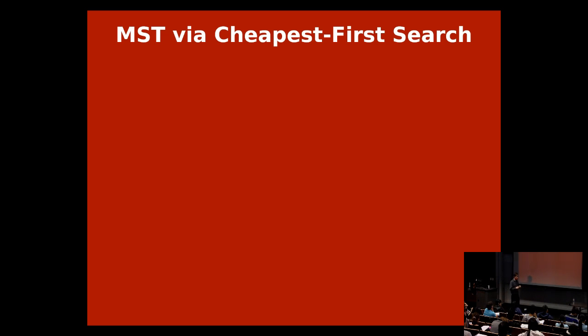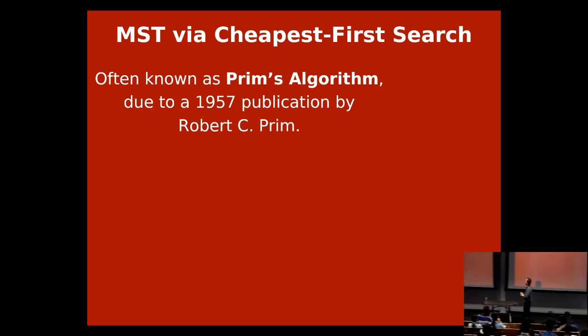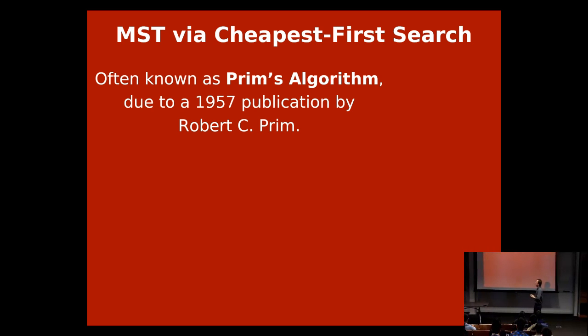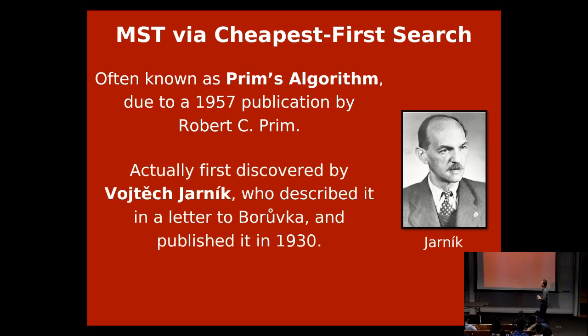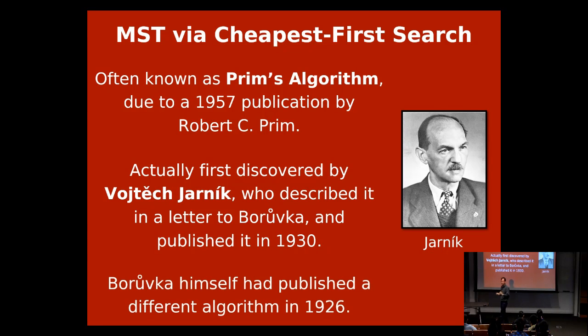Okay, so let's come all the way back to AFS, which we studied before, this arbitrary first search, and we'll talk about cheapest first search. This is sometimes called Prim's algorithm because this Texan guy, Prim, published it in 1957 in English. But actually it was discovered a long time ago by Jarnik, who read Boruvka's original paper about MST and wrote him a letter saying, I think I have a simpler algorithm. Fortunately for him, it was in Czech, so not many people knew about it. But he figured it out 27 years earlier. And actually, Boruvka had a different algorithm from 1926. But we're going to study mainly this algorithm due to Jarnik and also Prim, which is cheapest first search.